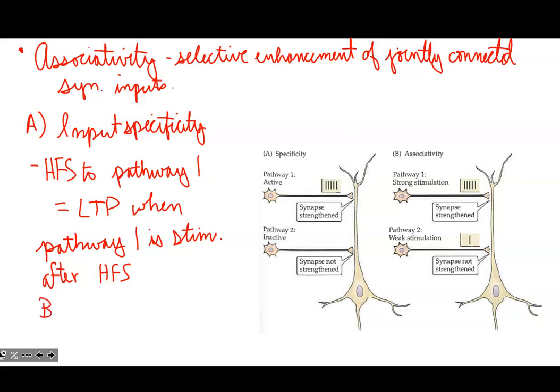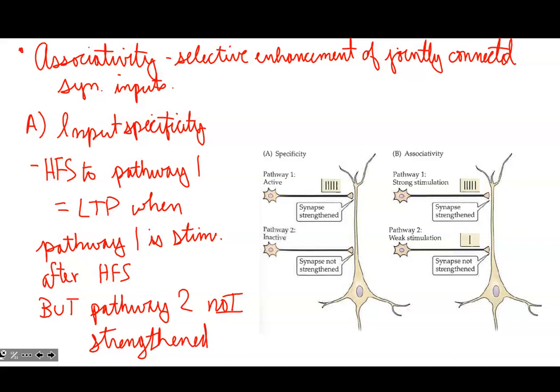But that LTP is independent of whatever happens in pathway 2. Pathway 2 is not strengthened. So even after we induce LTP here, it's the same neuron we're measuring from. We're measuring from this one. Any stimulus to this neuron won't show LTP. Input specificity. But we wanted to talk about associativity.